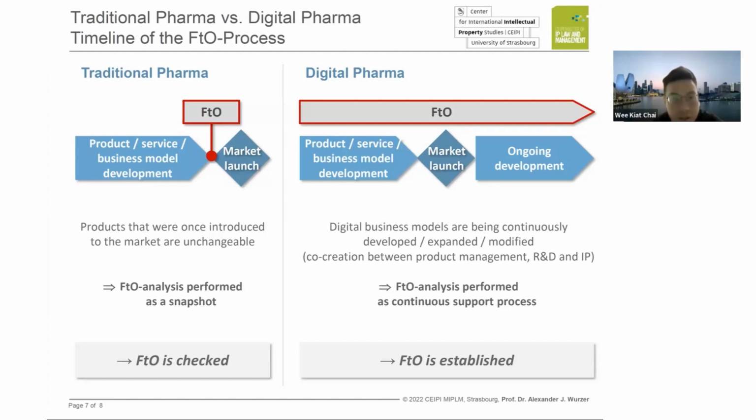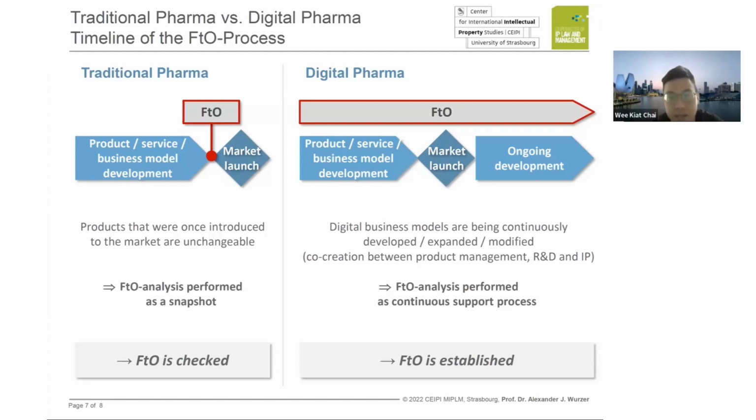On the left-hand side, for the traditional pharma, you could see that the key point is that the products that were once introduced to the market will not be changeable. So the entire process is a little bit more like a waterfall kind of development process. And also once before market launch, there will be this big FTO check, which is performed as a snapshot. So this is only one example, but maybe different companies do it differently at different snapshots or time frames. And we call this that the FTO is being checked because it's being done at a snapshot.